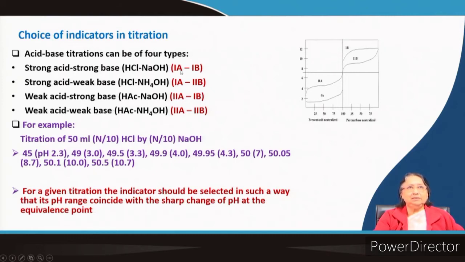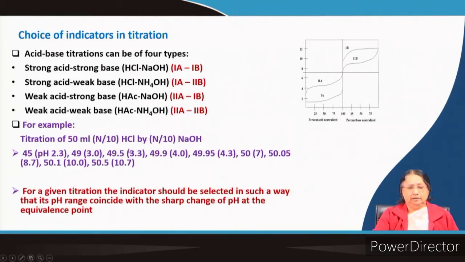Strong acid, strong base, it may be HCl versus NaOH. Strong acid versus weak base, maybe HCl versus ammonium hydroxide. Weak acid versus strong base, maybe acetic acid versus NaOH. Weak acid versus weak base, it may be acetic acid versus ammonium hydroxide. So, there are so many different kinds. Then how will you choose which indicator for these titrations? With an example it is shown.